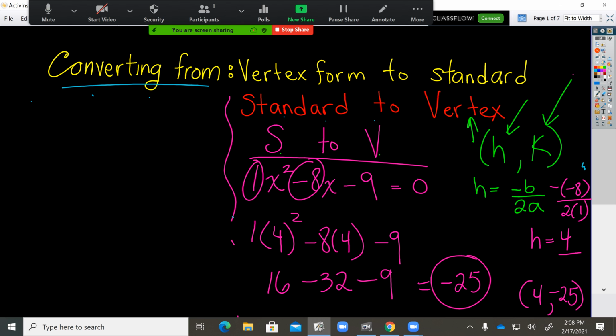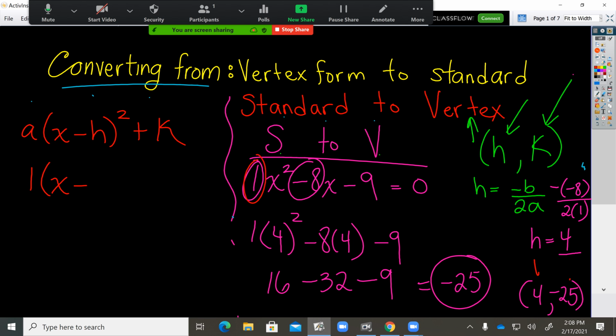you write down the vertex form, a parentheses x minus h squared plus k. You write this down and you replace this number with h, this number with k, and the only other variable there is a, which is the leading coefficient here of 1. So a is 1.